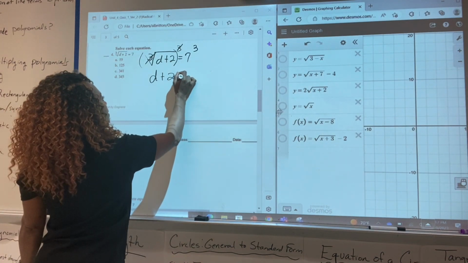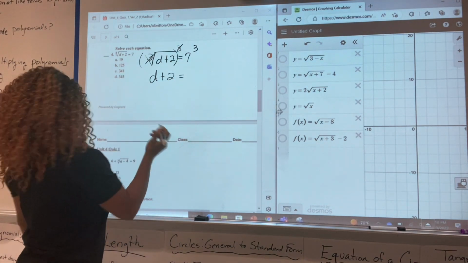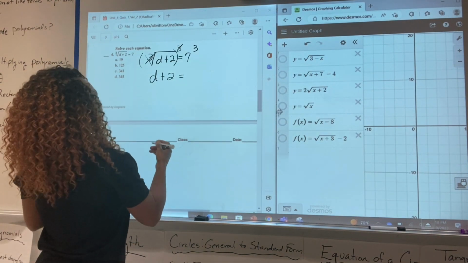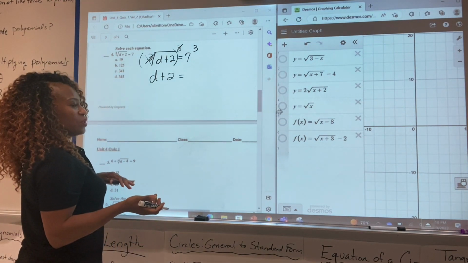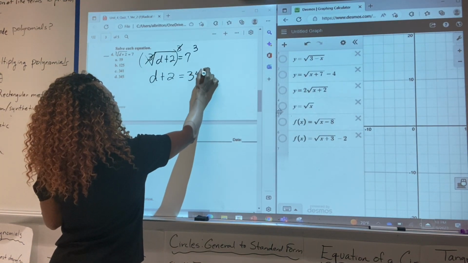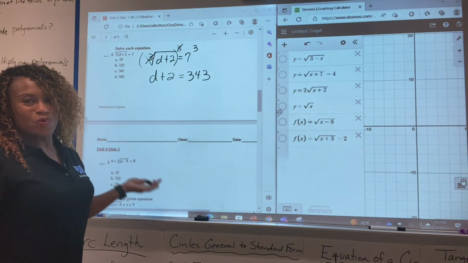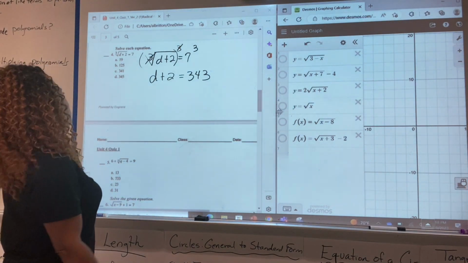And then when I do 7 to the 3rd power, well, that means 7 times 7 times 7. So 7 times 7 is 49, and 49 times 7 would be 343. Now let's go ahead and solve it because it's just a one-step addition equation now.